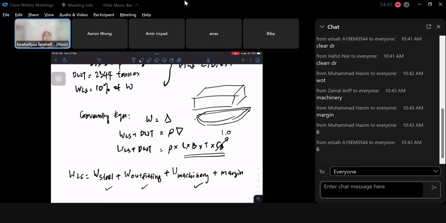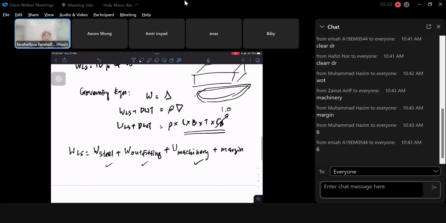Okay, maybe I'm going to share that one later on. So you need to have this Papanek book. I'm not sure I already shared with you in the e-learning or not, but maybe some of our friends from SEMO can share it in the WhatsApp group as well, yeah. Okay, so that is WLS, the weight of light ship.